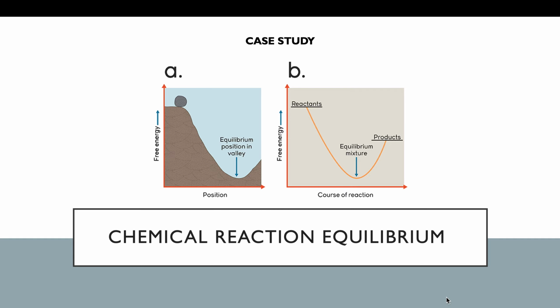Okay, next one, we have chemical reaction equilibrium. Based on this case study, for A, we have the graph of free energy against position. If, let's say, we drop a stone or something, then it will be at the equilibrium position in the valley. And for case B, if we have the reactants and the product, this is the point where we have the equilibrium mixture. And if we take the example of free energy against extent of reaction, that is the very basic understanding of chemical reaction equilibrium.